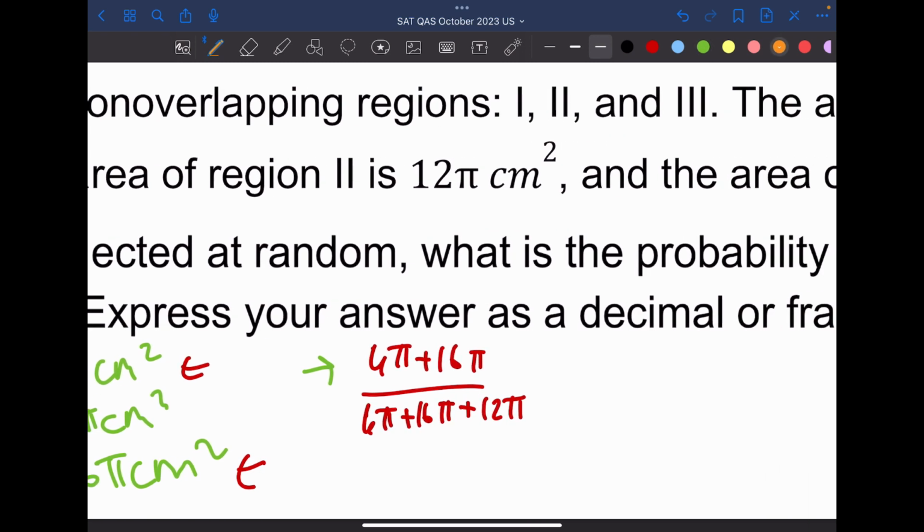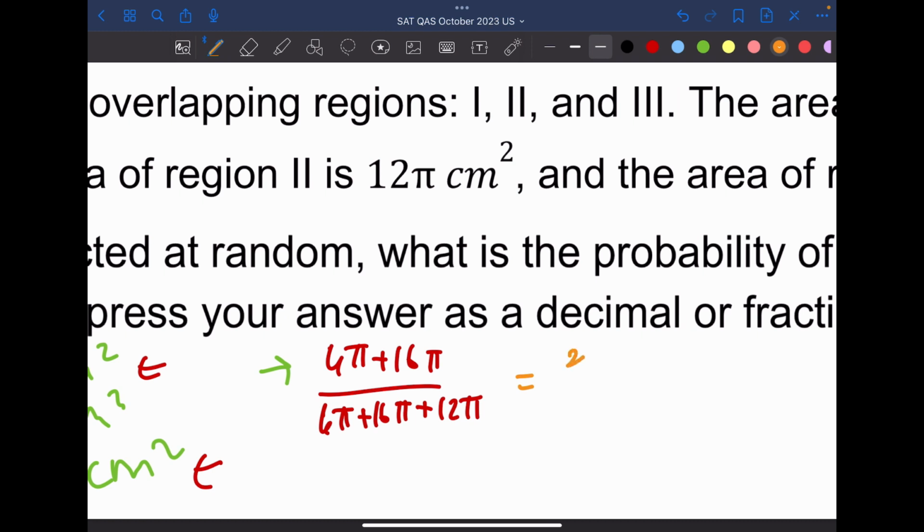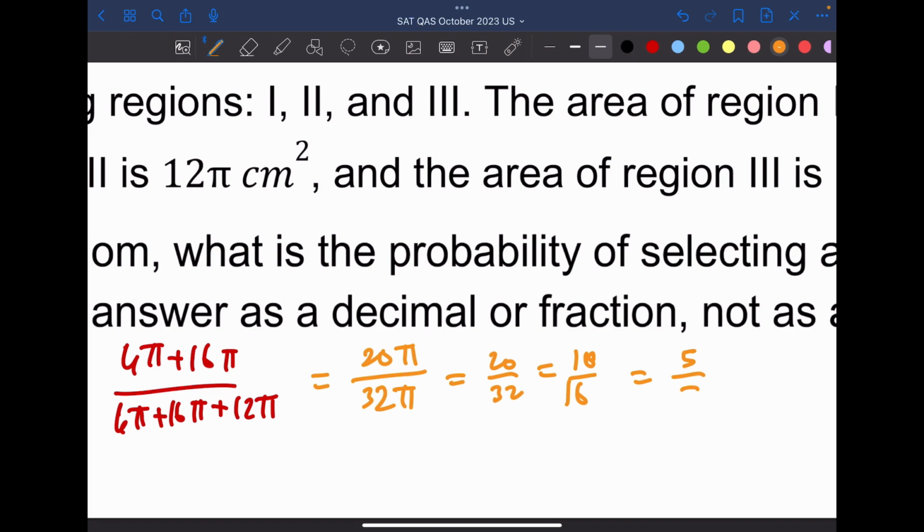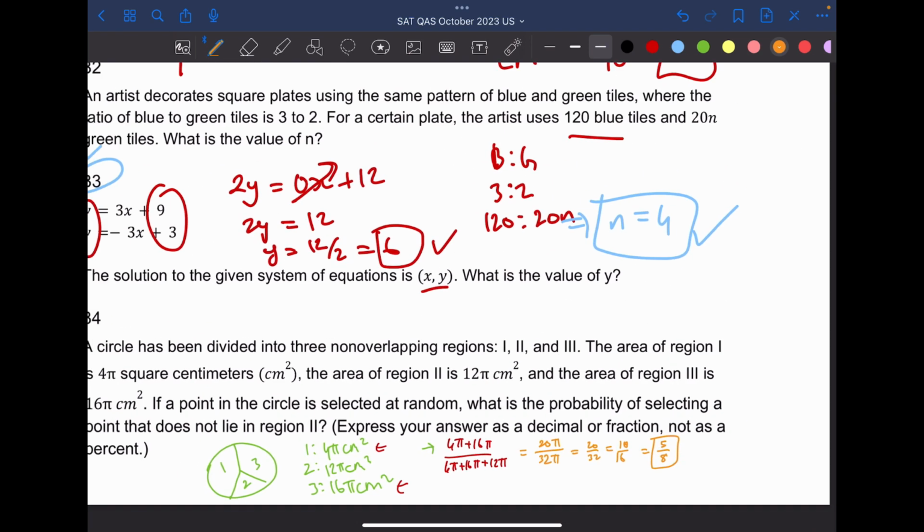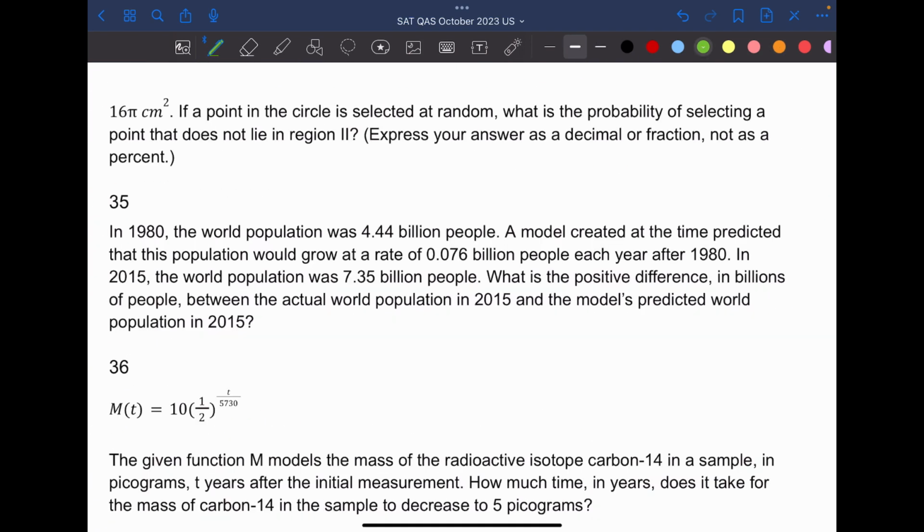Okay, now you have to put this in the calculator. You'd end up with 20 pi over 20 pi plus 12 pi, which is 32 pi. I'm going to rewrite this. So this would be 20 over 32, which is equal to 10 over 16, which is equal to 5 over 8. And that is your answer, and you are done. Pretty simple. Okay, question number 35.